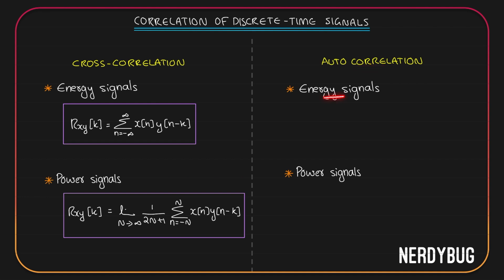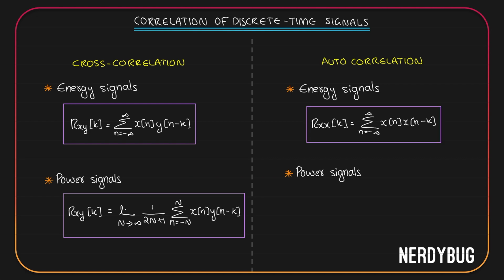Now in autocorrelation, for energy signals, we get it like this. Rxx of k will be summation from n equals minus infinity to infinity x of n x of n minus k. For power signals, we get Rxx of k is limit n tends to infinity 1 by 2n plus 1 summation from n equals minus n to n x of n x of n minus k.